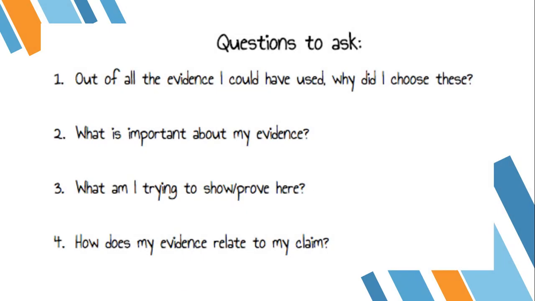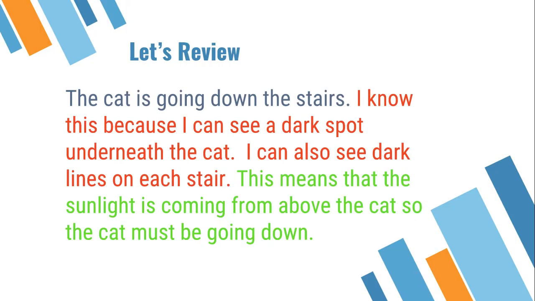Here are some questions that I can think about when I'm trying to write my reasoning. Out of all the evidence I could have used, why did I choose these pieces about the dark spots and the dark lines? What is important about my evidence? What am I trying to show or prove here? How does my evidence relate to my claim? So once I've thought about how my evidence connects to my claim, I'm going to say this means that the sunlight is coming from above the cat, so the cat must be going down. I'm explaining how this evidence about the dark spots connects to my answer about the cat going down the stairs.